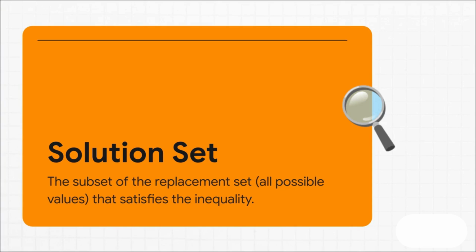Okay, before we start drawing, let's just nail down 2 quick terms you'll hear. First is the replacement set. That just means all the possible numbers you could even consider. It's like the whole universe of options. Then you have the solution set, and that's the good stuff. That's the specific group of numbers from that universe that actually make your inequality true, your final list of winners.